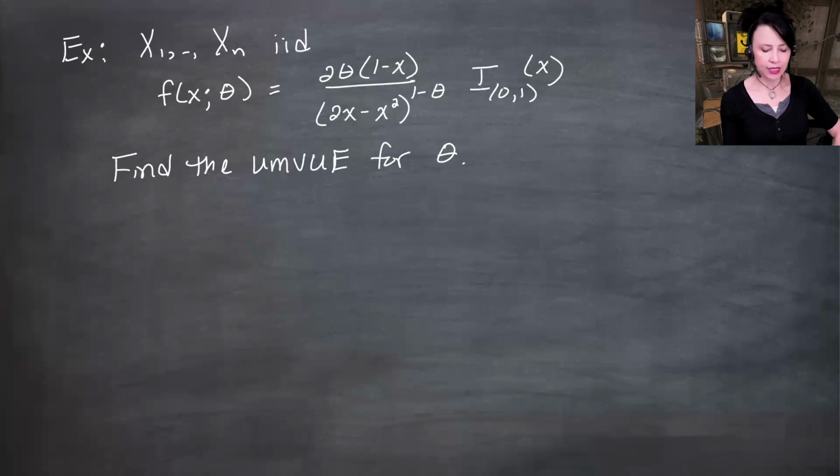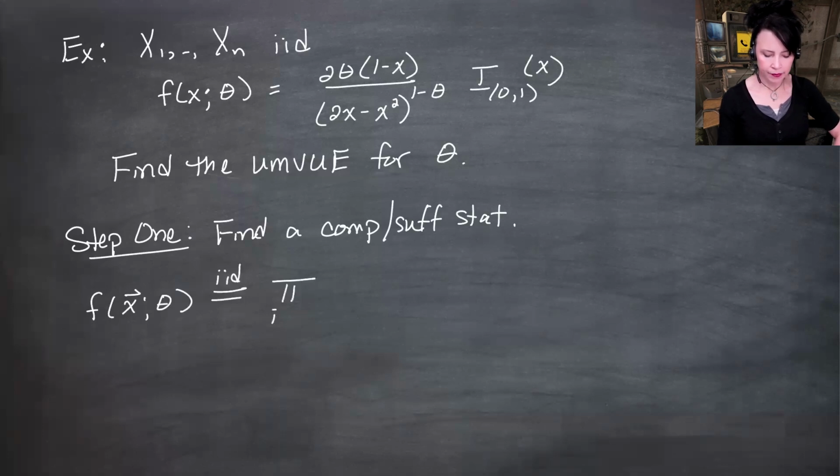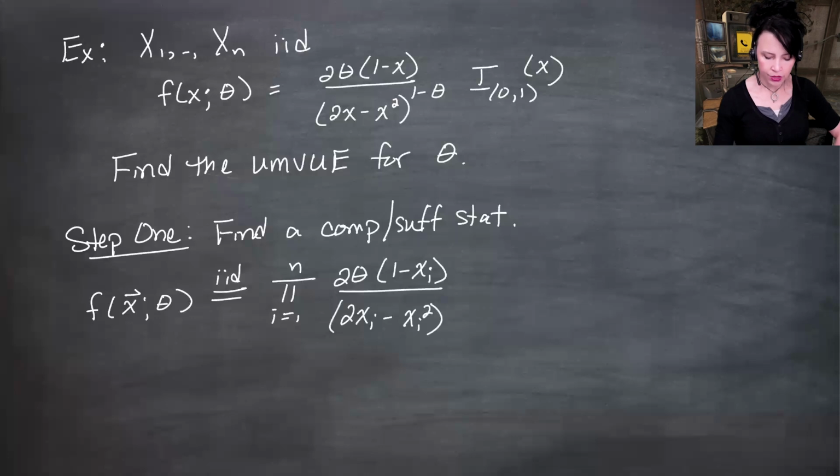Step 1 is going to be to find a complete and sufficient statistic. Because the parameter is not in the indicator, there's a good chance that we'll get an exponential family factorization here where we can pull out the d of x. So let's try it. So step 1, I'm going to write down the joint PDF. Because these are IID, we get this from the product of 2 theta (1 minus xi) over (2xi minus xi squared) to the 1 minus theta, and then an indicator putting xi between 0 and 1.